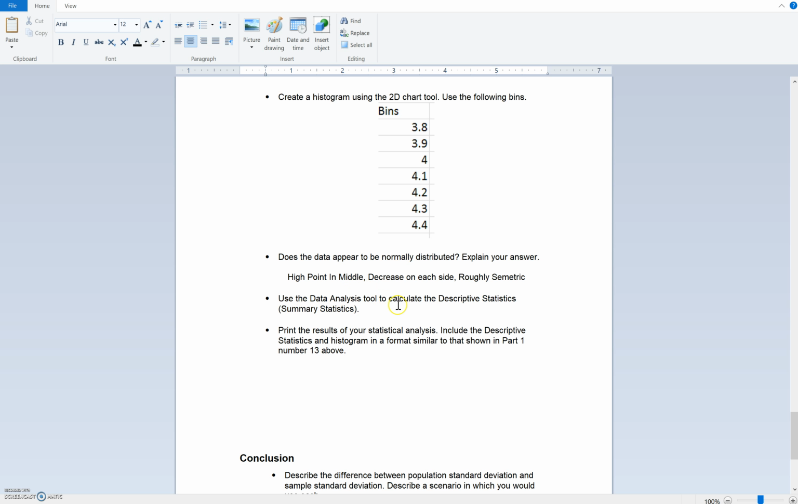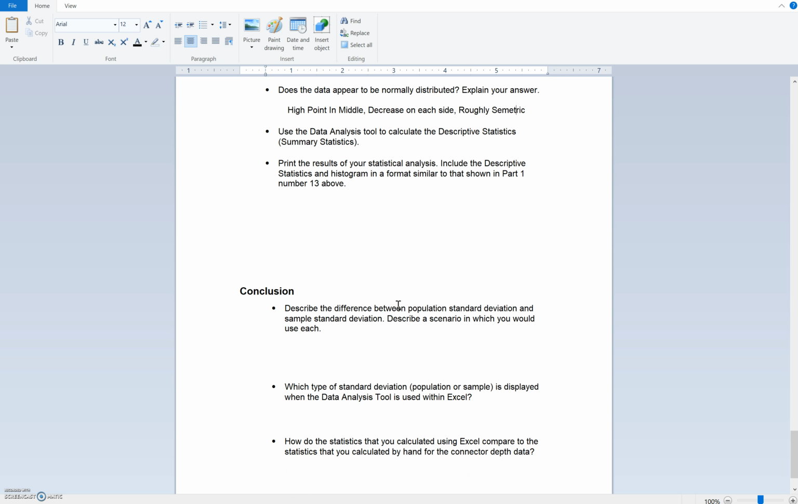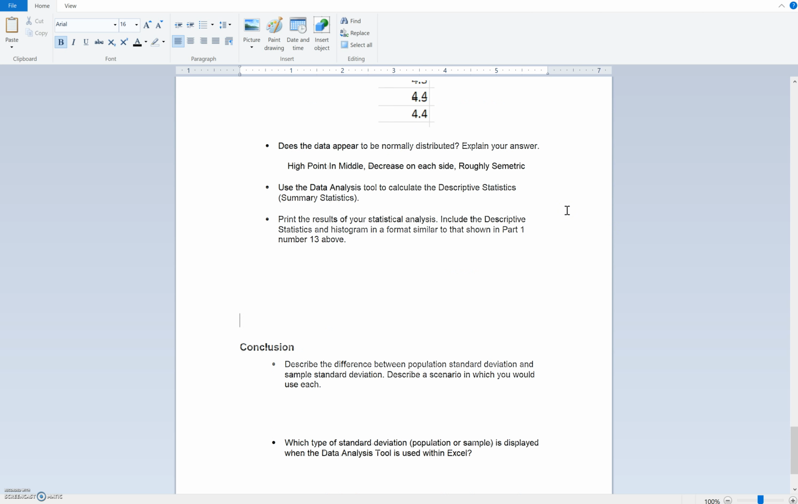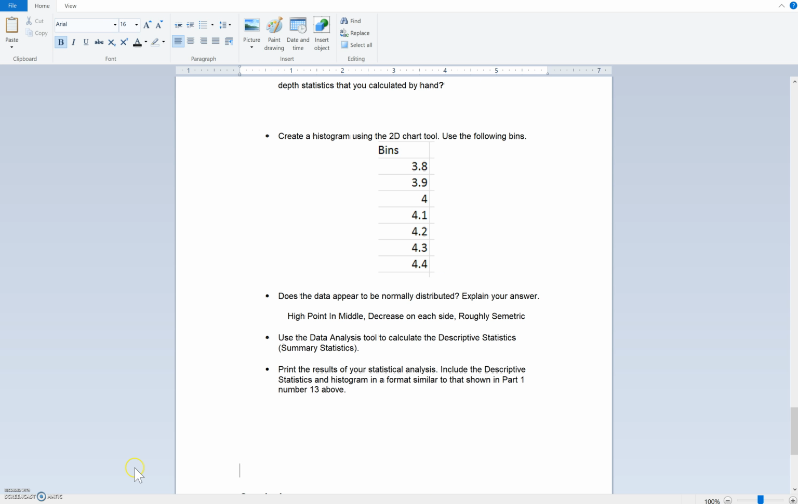So then all you have to do is print this out and turn it in. I'll leave you to do the conclusion questions on your own, but hopefully that cleared up a lot of questions on how to use Excel. And look forward to seeing if this helped you out.